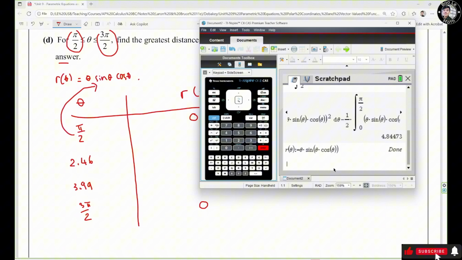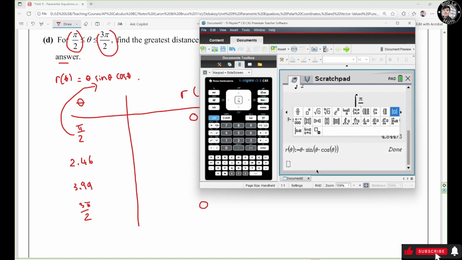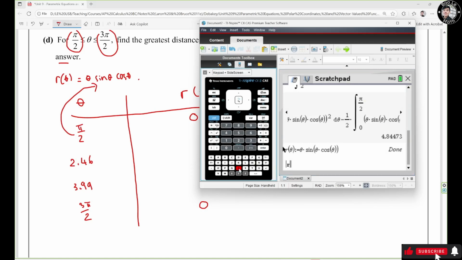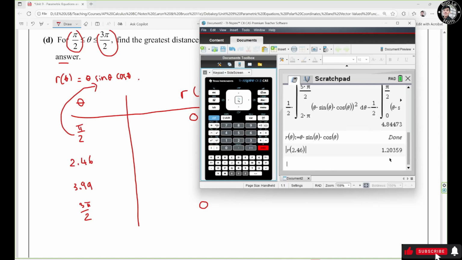Remember, the distance is always positive, so you need to put the absolute value. You press the button right here, the absolute value sign is right here. Then you just put r of 2.46 and press enter. It's going to be 1.203.